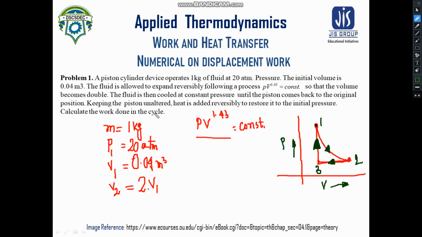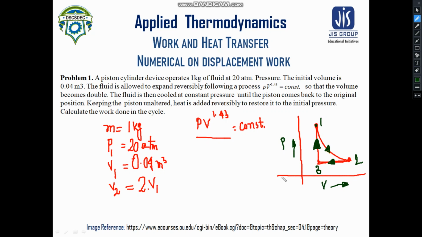So this is the thermodynamic plot for it. Now we need to calculate the work done in the cycle. The first process is a polytropic process, for process 2 to 3 it is an isobaric process, and for process 3 to 1 it is an isochoric process. Now you know, in an isochoric process no work is done. So the work done in process 3 to 1 is 0 for this problem. We need to calculate the work done for process 1 to 2 and process 2 to 3.